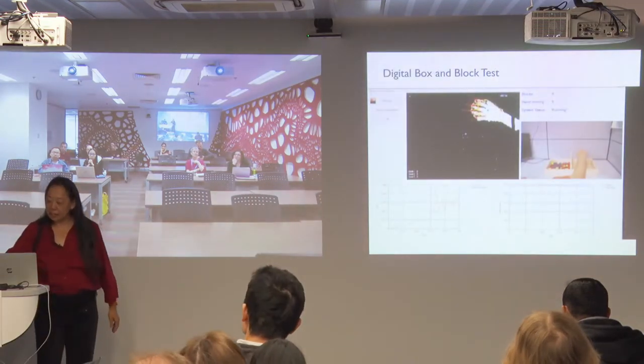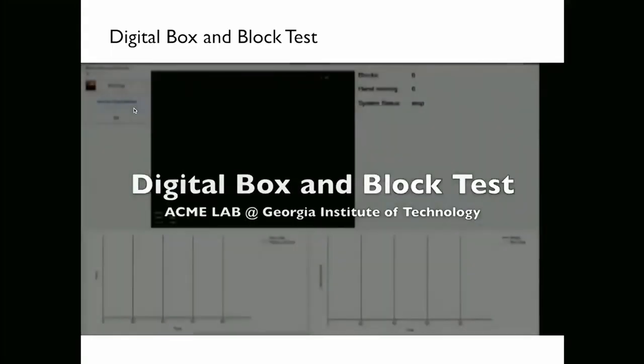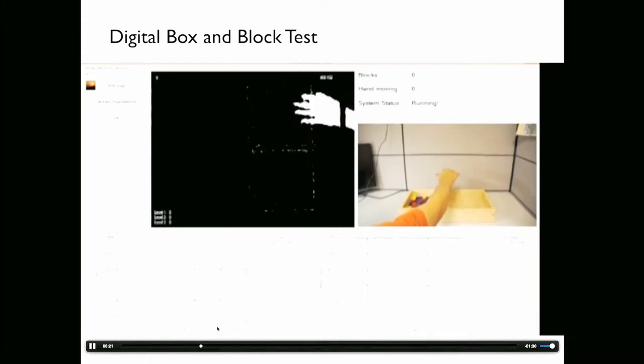All right, so this is another one. This is the digital box and blocks test. Another therapist told us that right now it's very expensive. You have to send somebody to their home, bring the little box, for stroke rehab. You're measuring the progress of rehab by how many blocks they pick up and put in another place. So what we have done is put in a simple Kinect so we can recognize where the hands are.